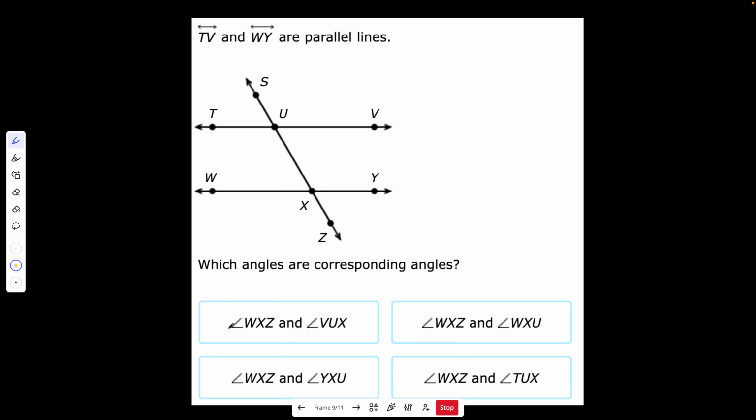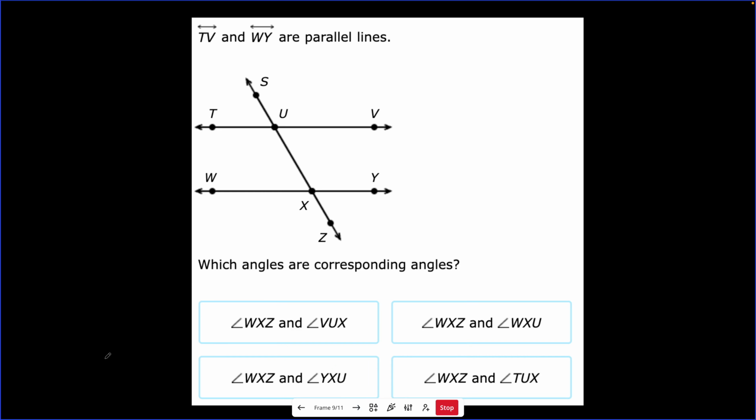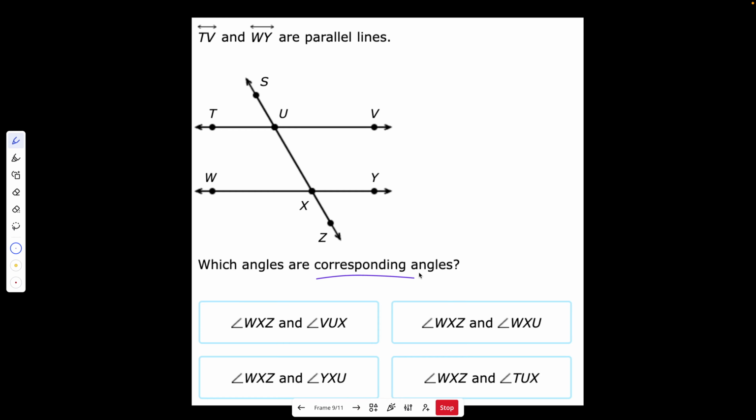So on this drawing, it says corresponding. Let's start with WXZ. WXZ would be this corner. So my corresponding angle would be start here, skip this angle, and go to here. What angle is this right here? That would be TUX, which is right here.